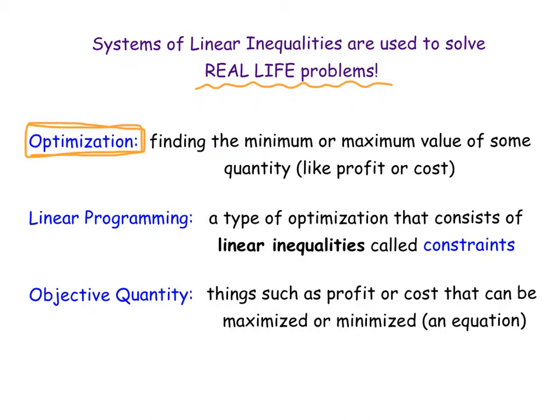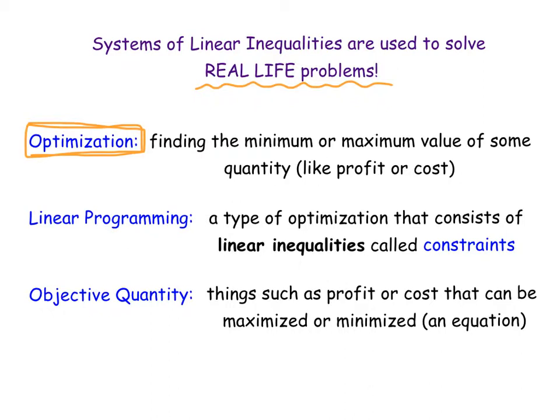It's when we want to find the maximum or minimum value of a quantity, so the profit of producing these items or the cost of producing these items. Lots of big corporations and businesses will use this on a regular basis to determine how many things they have to produce in order to make it worth their time and worth their cost. And so we call this linear programming.